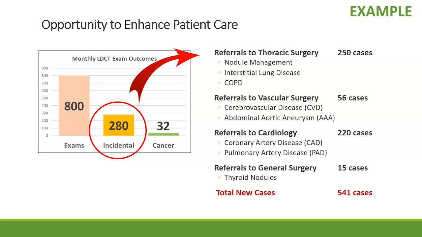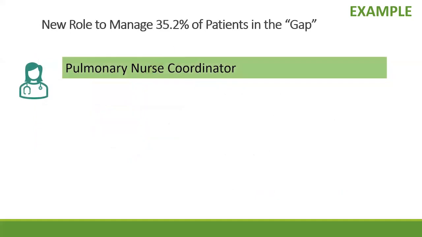We've missed those. We've sent the patient home and told them to follow it and come back and see us in 6 months or 12 months. We have potentially 541 cases of patients with a high-risk situation that needs to be followed carefully that we're sending home and leaving them on their own. That's a huge opportunity for us to enhance patient care.